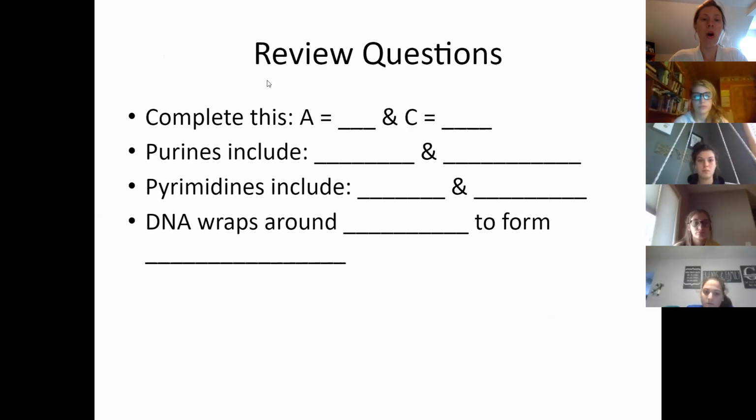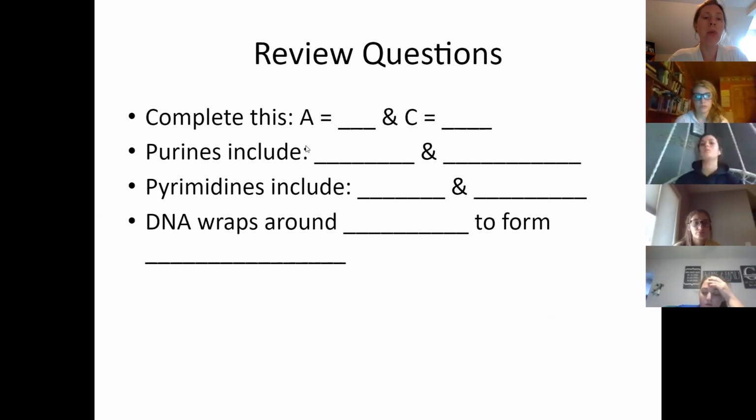Okay, so hopefully as you've looked back at your notes, A is going to pair with T, so adenine with thymine. C should pair with G, so cytosine with guanine. Adenine with thymine, A and T, C and G. Our purines, okay, are going to be our double ring structure. That is going to be adenine and guanine.